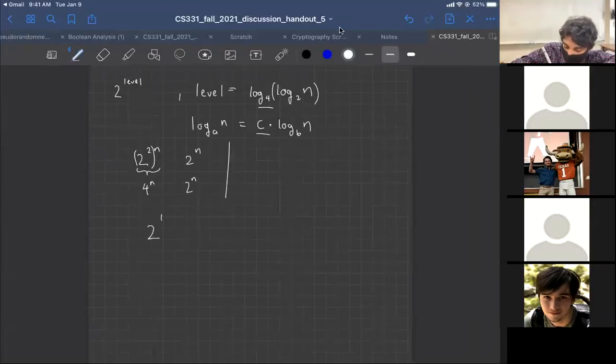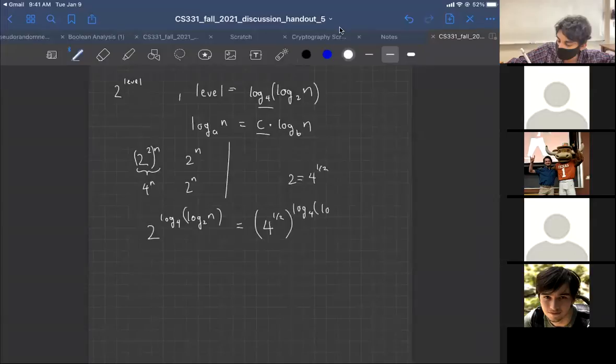So 2 to the log 4 of log base 2 of n. What do we get over here? Well, this 2 doesn't necessarily undo this 4 because they're not the same base. The trick here is to write this 2 in terms of 4. How can you write 2 in terms of 4 in some exponential form? 2 is equal to 4 to the what power? Well, 2 is the square root of 4. So 2 is equal to 4 to the 1/2. Okay. So we rewrite this as 4 to the 1/2 to the log base 4 of log n.